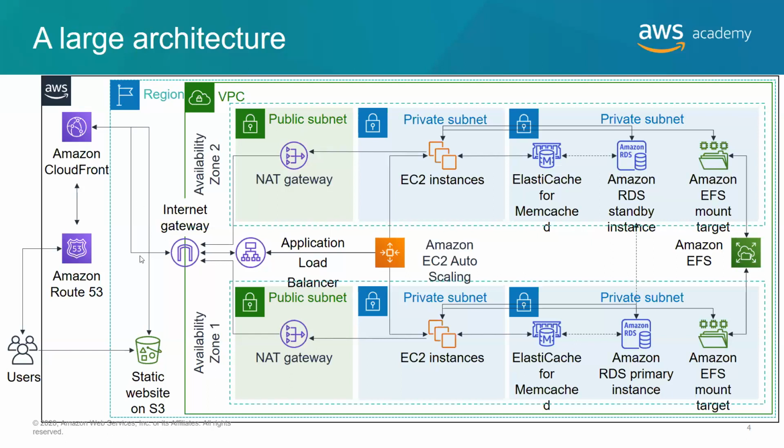Similarly, we have availability zone 2, the same way. We have something called a NAT gateway here, network address translation gateway. So why do we use a NAT gateway?